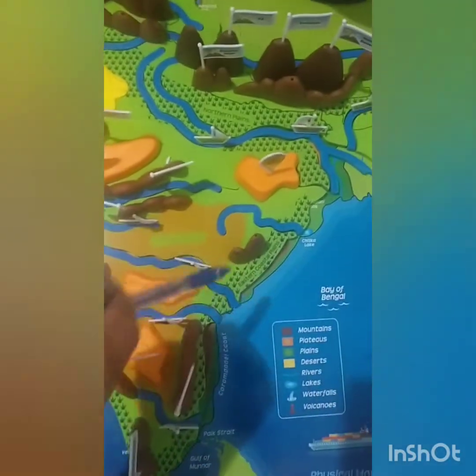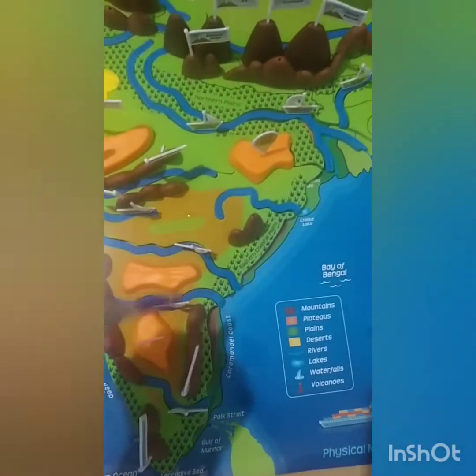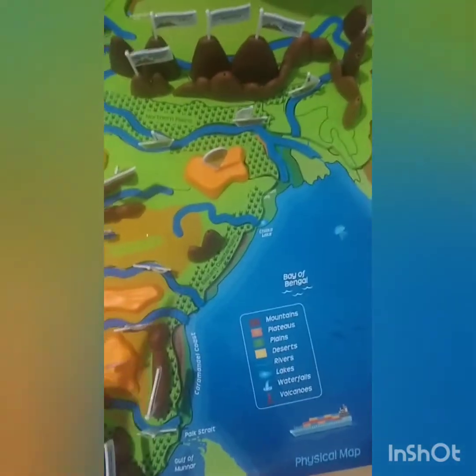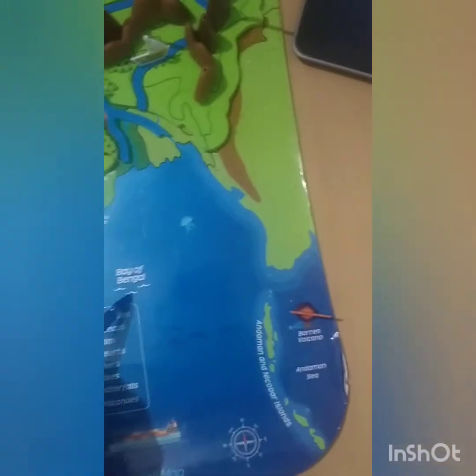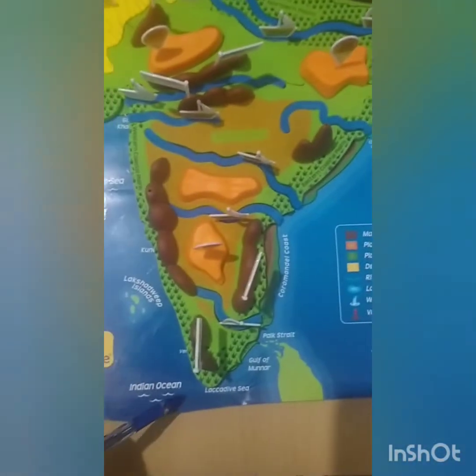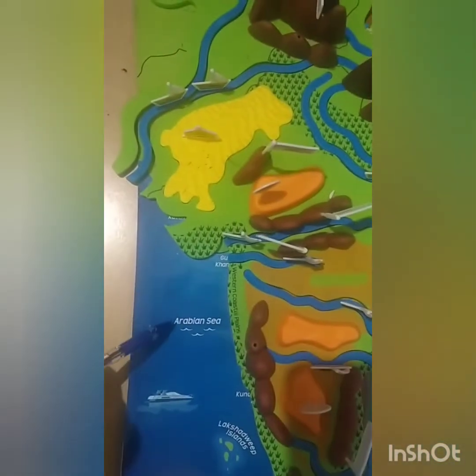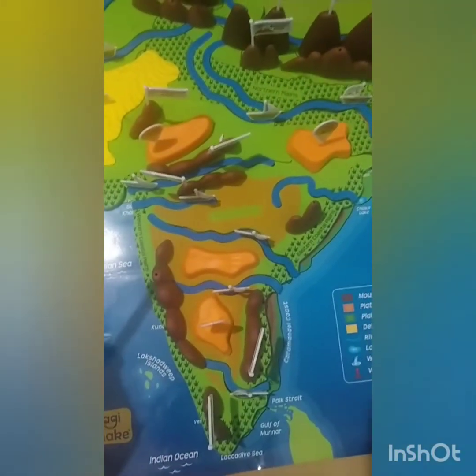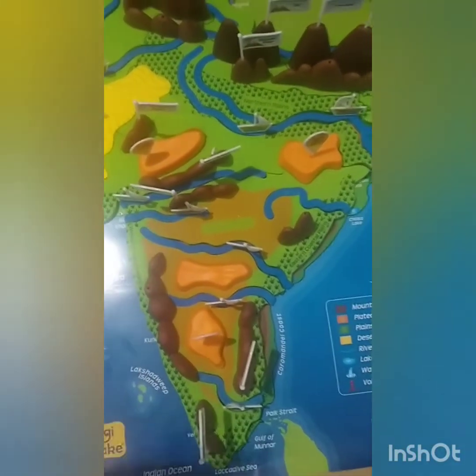Here we can see this orange shaded region. This is triangular in shape. This is the Peninsular Plateau. What are the borders? In the east, Bay of Bengal, in the south, Indian Ocean, and in the west it is Arabian Sea. Next we can see the coastal plains.